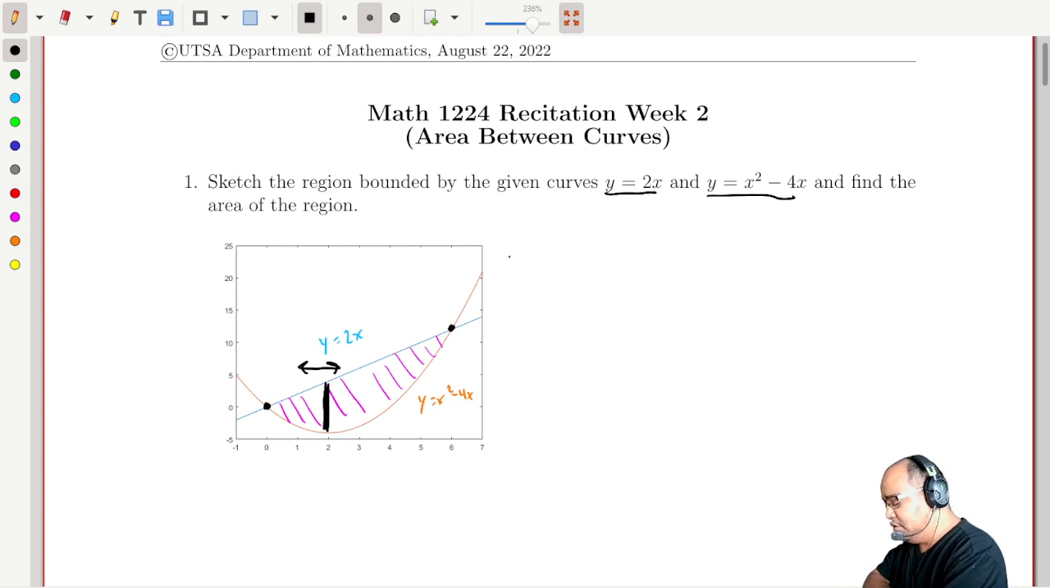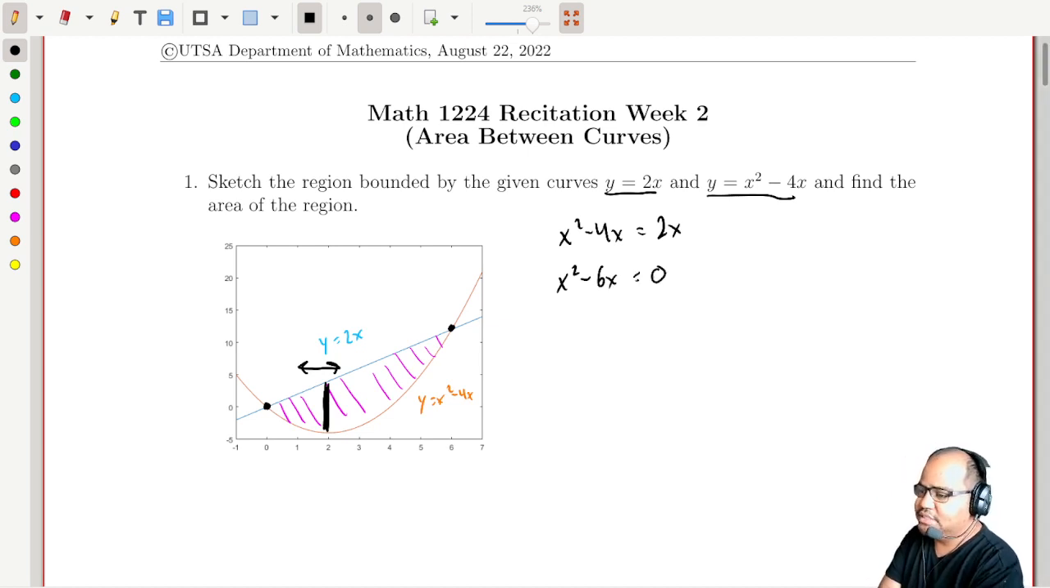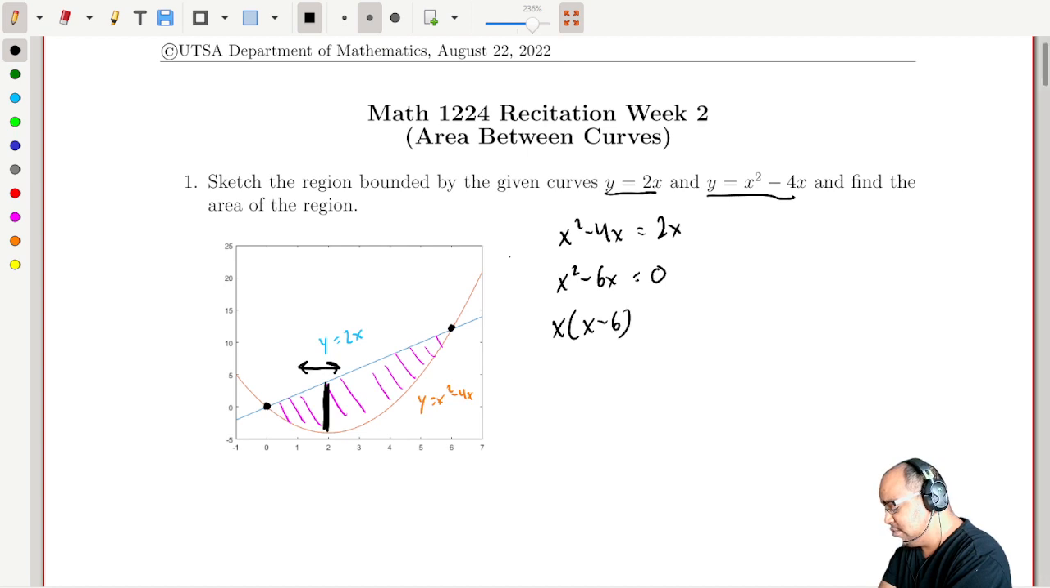So when we do that, we'll have x squared minus 4x equals 2x. We just set those two equal to each other. Now we're going to manipulate this and solve for x. This is a quadratic. We'll subtract 2x from both sides. We have x squared minus 6x equals 0. Now I have a common factor of x on the left-hand side, so I can factor that out. So we have x times x minus 6 equals 0.